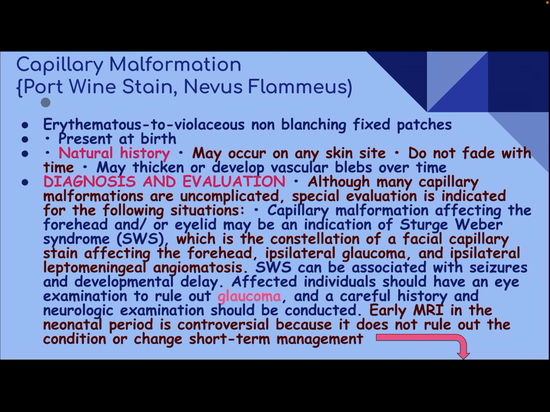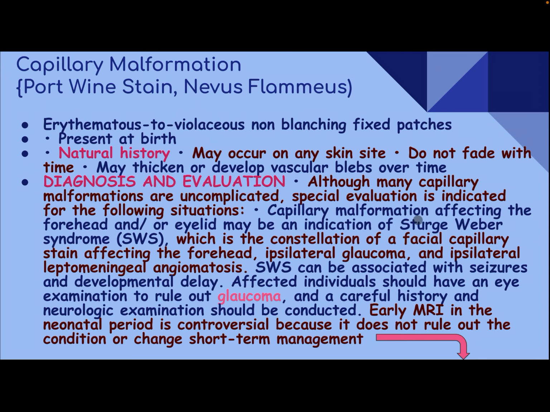Capillary malformation: port wine stain, nevus flammeus: erythematous to violaceous non-blanching fixed patches, present at birth. Natural history: may occur on any skin site, do not fade with time, and may thicken or develop vascular blebs over time. Diagnosis and evaluation: although many capillary malformations are uncomplicated, special evaluation is indicated in the following situations.